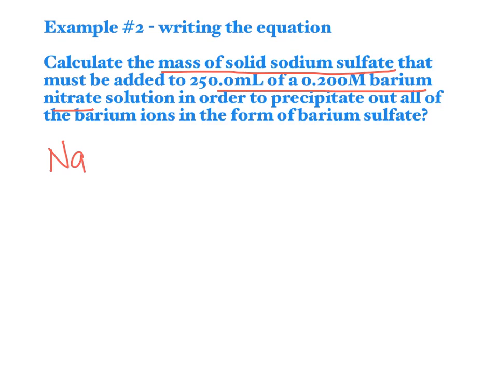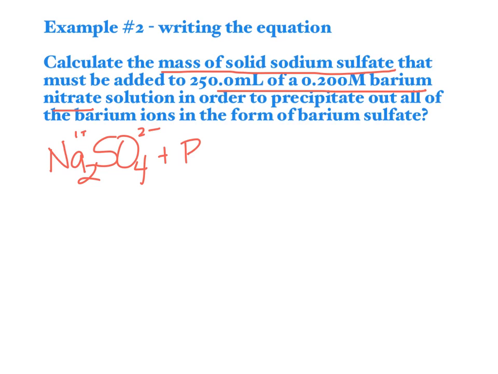So sodium sulfate. Sodium is a 1+. Sulfate, you may not remember this or not, sulfate's SO4. The charge of sulfate is a 2-. Finish writing up my formula by crossing down because my charges aren't equal. Na2SO4, that's sodium sulfate. And then my second solution, or my other thing that I've got there, is barium nitrate.